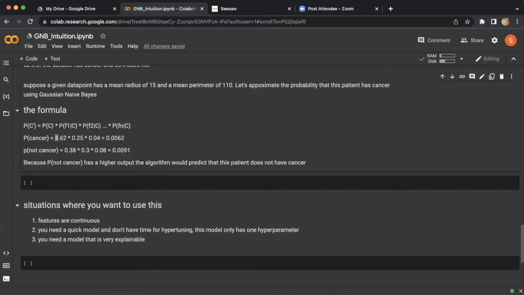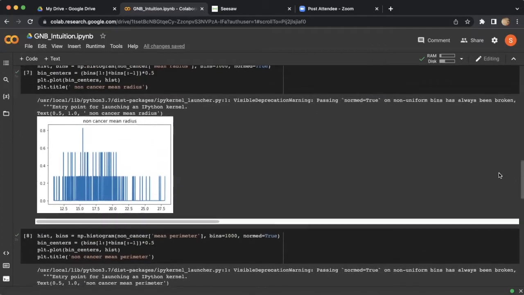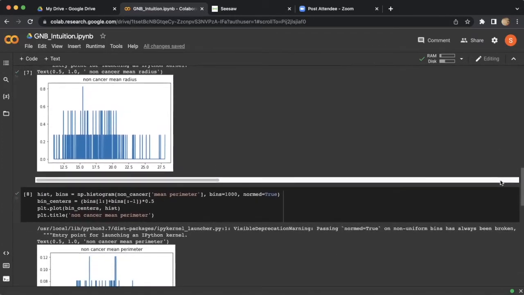So we start off with this predicting that they have cancer. We start off with a base of 0.62, and the reason for that is because knowing nothing about the data, 62% of the data has cancer, so we can assume there's a 62% probability that they have cancer. But we're going to take into account their radius, and we're going to take into account their perimeter. I'm going to show you here in a minute.